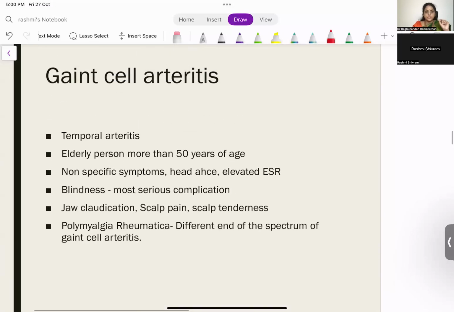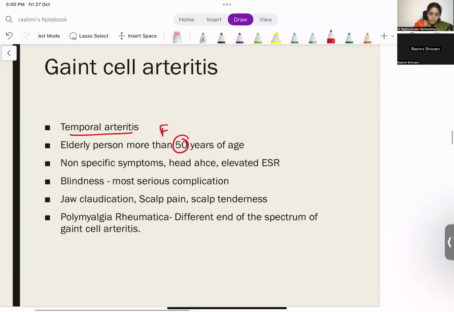So giant cell arteritis. It is also called temporal arteritis, right? It is a disease of the elderly, usually seen in more than 50 years of age. Are females involved more or males involved more? It is more common among females, you need to remember.